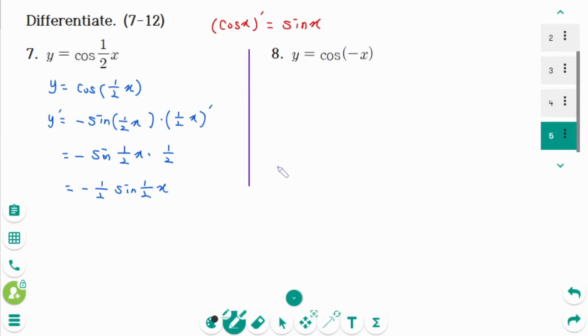Number 8, just think of it as y equals cosine u, then y prime equals minus sine u times u prime. The u is minus x. Then minus sine minus x times minus x prime, which equals minus 1. The final answer is sine minus x.